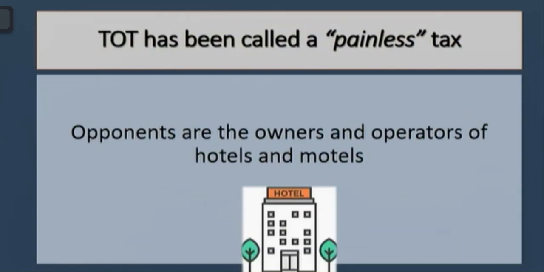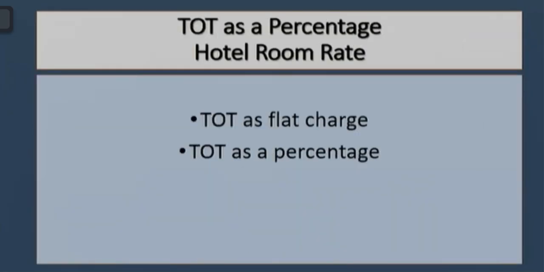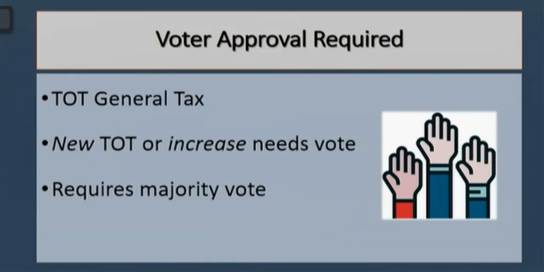This has been called a painless tax by the league. No tax is painless, I understand, but it is called a painless tax because the tax is paid mostly by non-residents instead of residents of the city. It is generally imposed as a percentage of the hotel room rate. Some have imposed it as a flat charge. Those are very rare. Voter approval is required.